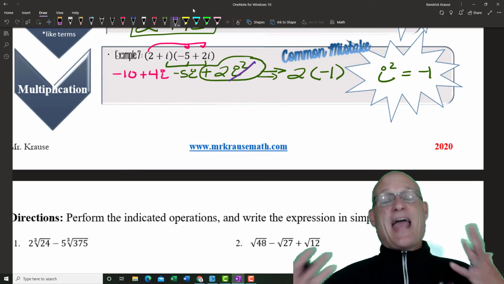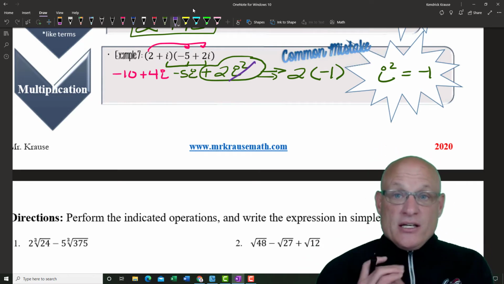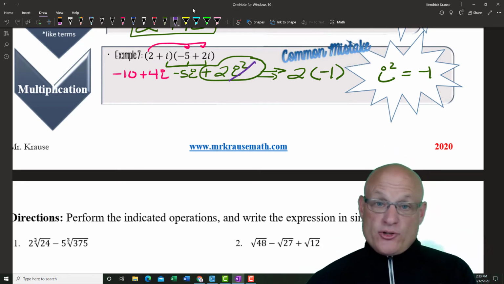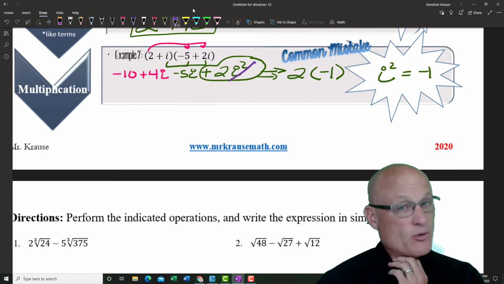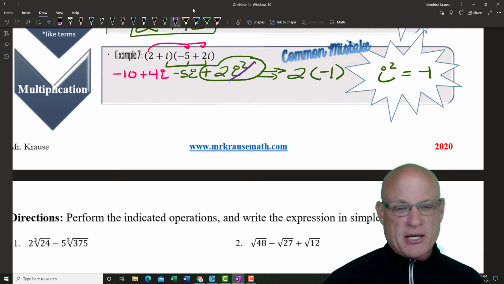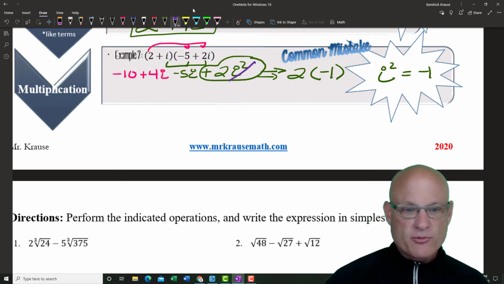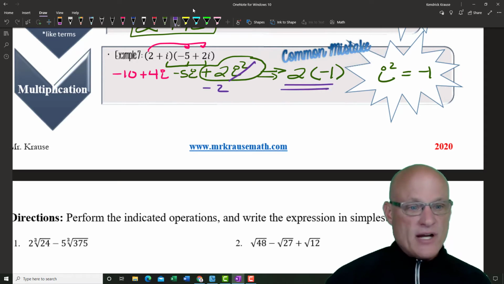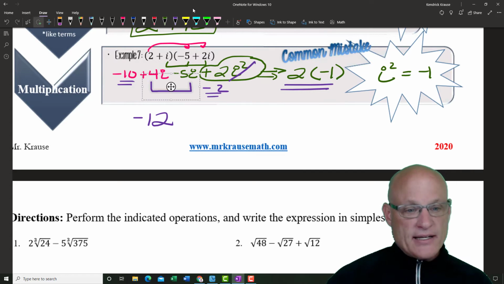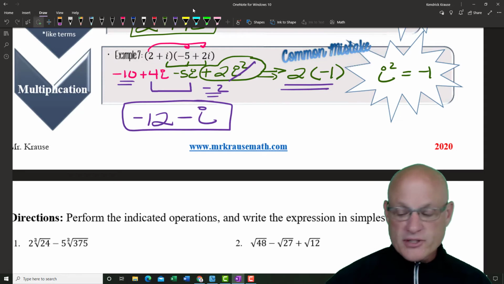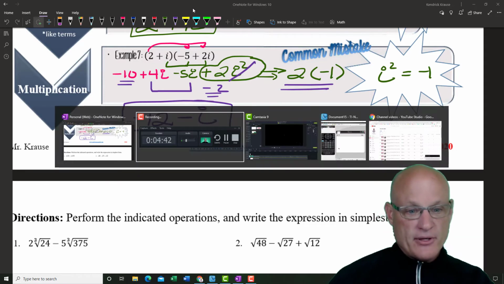So in other words, anytime you're multiplying by i squared, you're really multiplying by negative 1. In other words, you're just changing the sign. So instead of this being plus 2i squared, it's really just a minus 2. Right, minus 2. So we've got minus 10 and minus 2. So that's minus 12. 4i minus 5i is minus 1i.